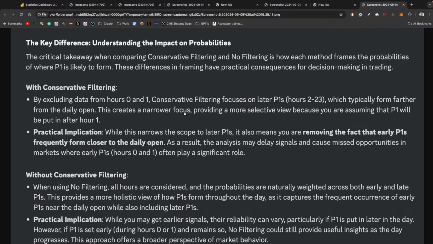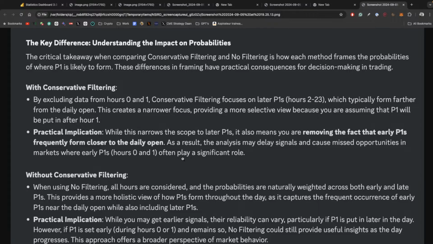This creates a narrower focus, providing a more selective view because you're assuming that P1 will be put in after hour 1. The practical implication of this is that while this narrows the scope to later P1s, it also means you are removing the fact that early P1s frequently form closer to the daily open. This is what you're removing from the data, right? You no longer have this information implicitly captured in the statistics. As a result, the analysis may delay signals and cause missed opportunities in markets where early P1s, hour 0 and 1, often play a significant role.